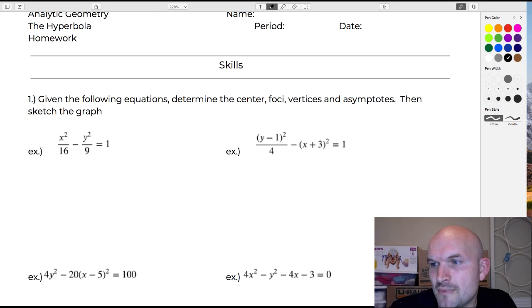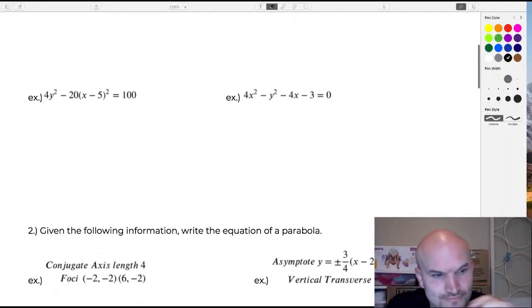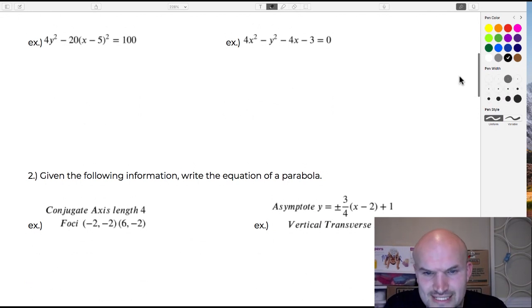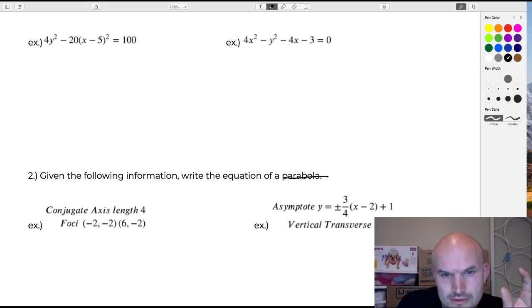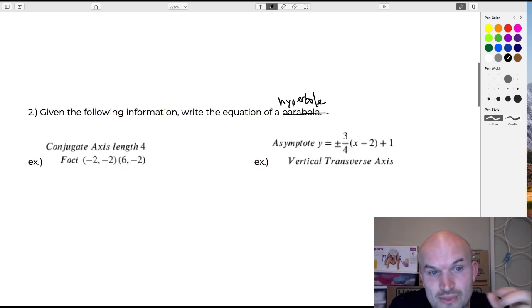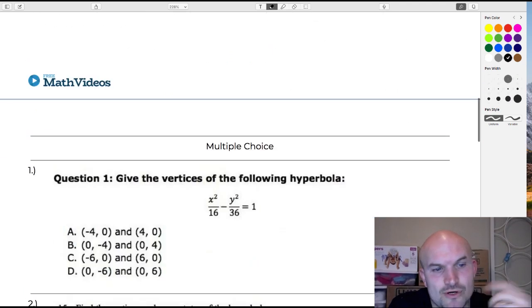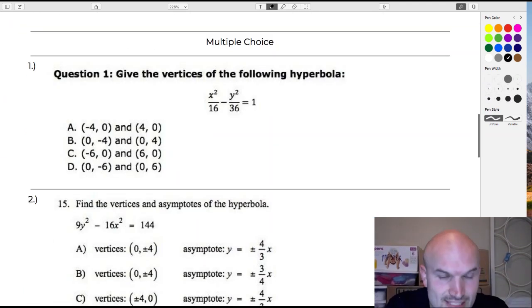What we're going to do in this one is very similar to what I've done before. I'm going to cover the hyperbola. We're going to look into determining the center, the foci, the vertices, and the asymptotes, and then sketching the hyperbola. I'll show my work and go through them. We'll look at how to write the equation of a hyperbola, not a parabola, so let's change that. How to write the equation of a hyperbola given some information. And then we'll work on some multiple choice questions and go from there.